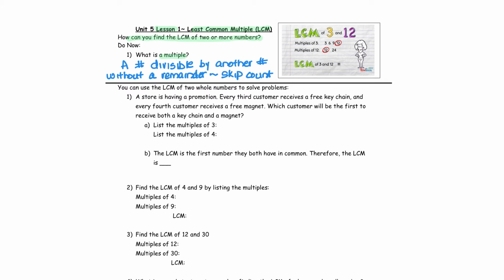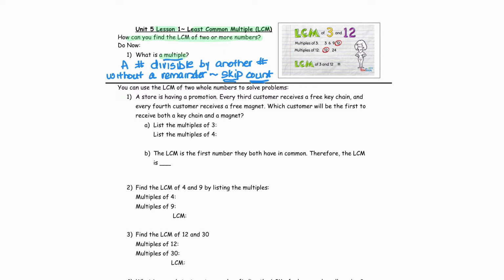When we think of a multiple, we think of a number that is divisible by another number without a remainder. So, in other terms, we can call it skip counting. For example, multiples of 5 would be 5, 10, 15, 20, 25, 30. Multiples of 3: 3, 6, 9, 12. Multiples of 10: 10, 20, 30, and so on. Those are all called multiples.